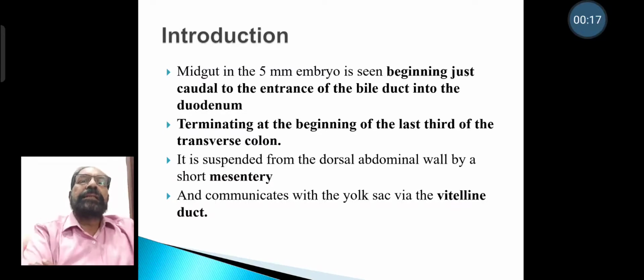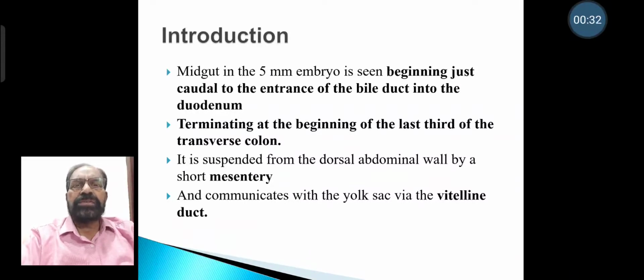The midgut in the 5 millimeter embryo is seen beginning just caudal to the entrance of the bile duct into the duodenum, terminating at the beginning of the last third of transverse colon. It is suspended from dorsal abdominal wall by short mesentery, and it communicates with yolk sac via the vitelline duct.